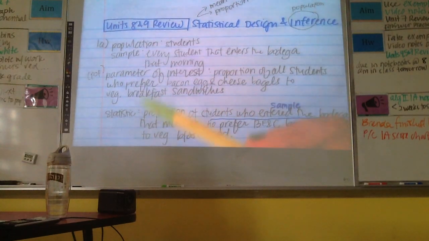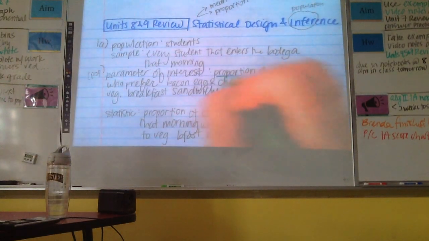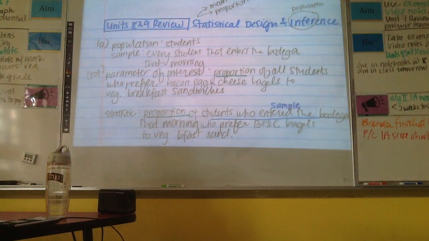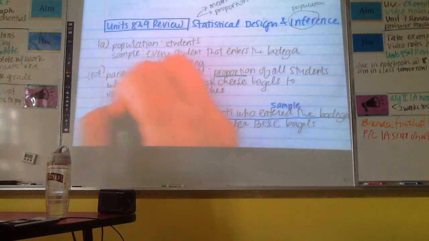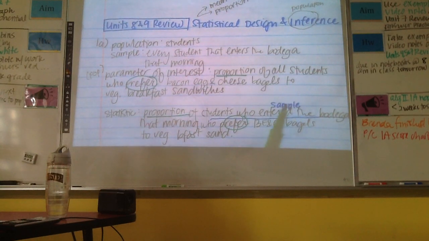Notice that the parameter and the statistic are very similar. Both are proportions. Both are about preferring bacon, egg, and cheese over vegetarian. The difference is that the statistic comes from your sample, whereas the parameter comes from all students. The parameter comes from your population.